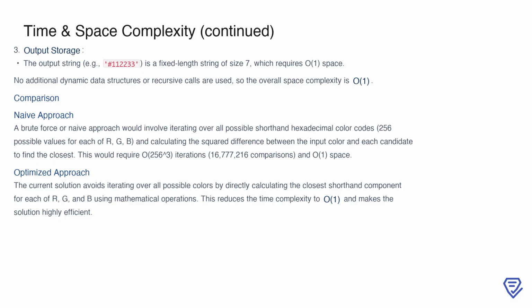While this brute force method uses O(1) space, its time complexity would be O(256 cubed), which is computationally expensive. In comparison, the optimized approach avoids this inefficiency by directly calculating the closest shorthand value for each component mathematically, reducing the time complexity to O(1). This efficiency highlights the strength of the optimized solution.